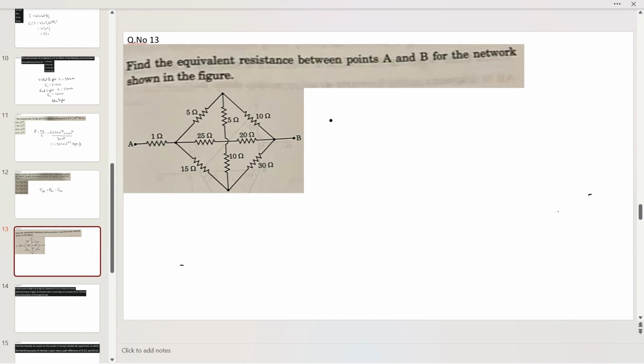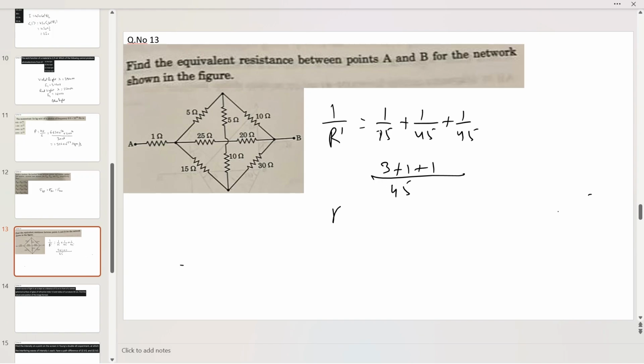So your equivalent resistance R dash will be 1 by 15 plus 1 by 45 plus 1 by 45. Your LCM will be 45, so this will be 3 plus 1 plus 1. So your R dash will be 45 by 5, so this will be 9 ohms, and with plus 1 ohm, the equivalent resistance will be 1 plus 9, that is equal to 10 ohms. This will be your answer.